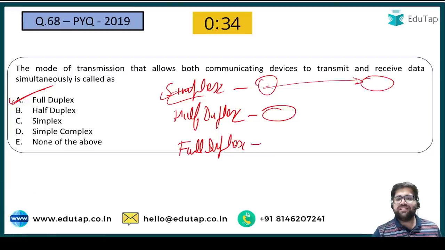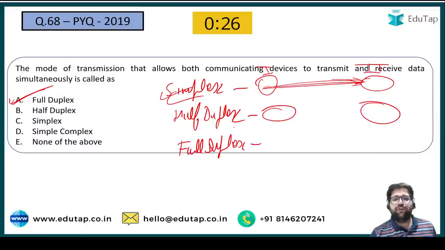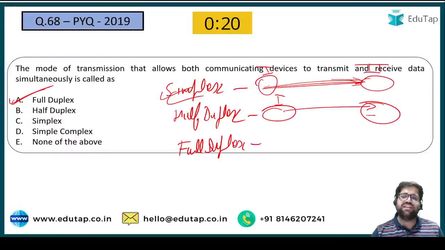Okay. So what is simplex? That only one party will pass the information and no other party will pass information to the other party. So this party will only pass information to this party. Full duplex says that. Half duplex says that this information will first go to this party, and after processing, this particular information will move to this party. So it's like first you give and then I give.